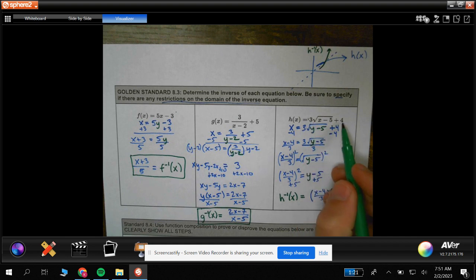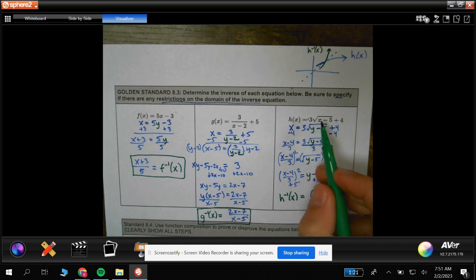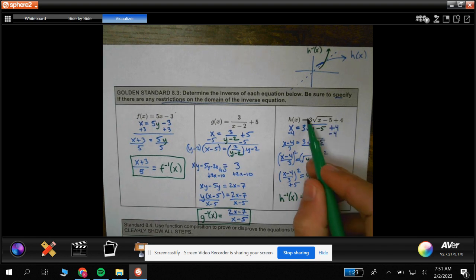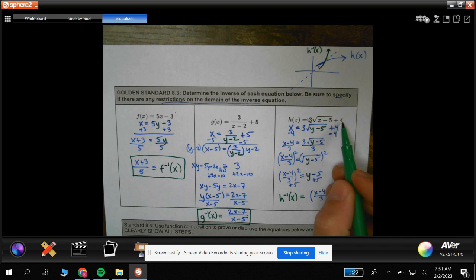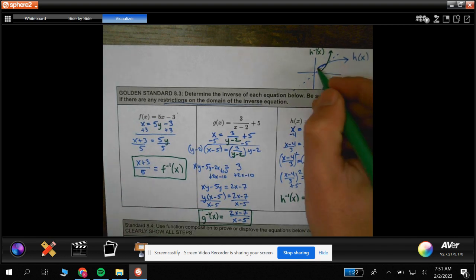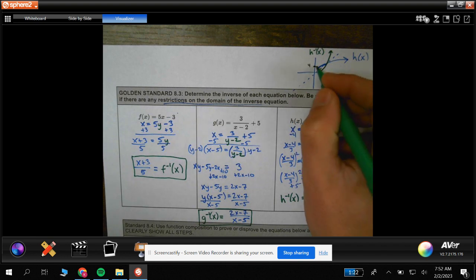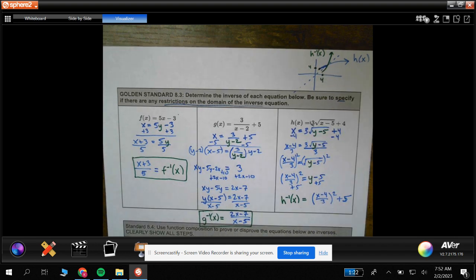The range for this equation right here is that y must be greater than or equal to 4. Why? Because whatever comes out of this part must be at least 0. 0 plus 4 is 4. The lowest possible number is 4. This point right here is at 4. When you flip that over, this point, whatever comma 4, becomes 4 comma 0.